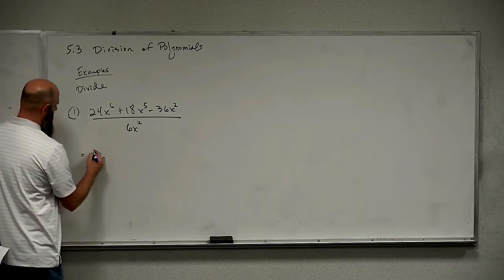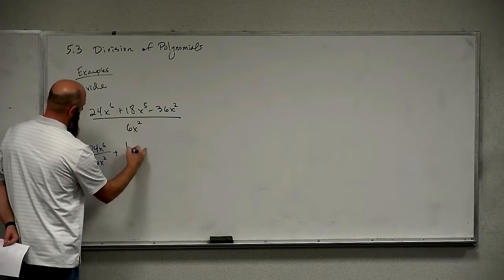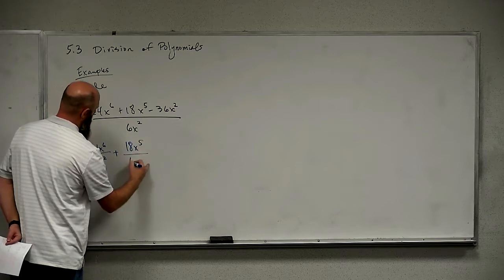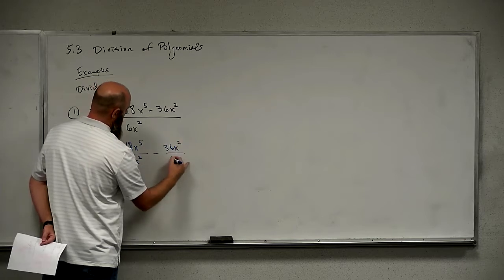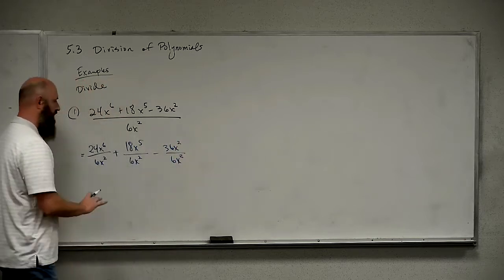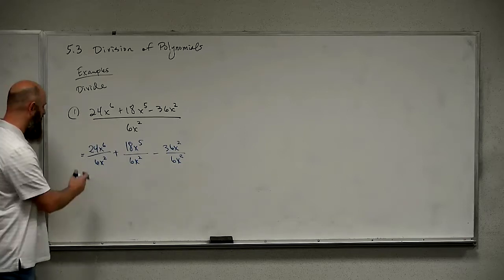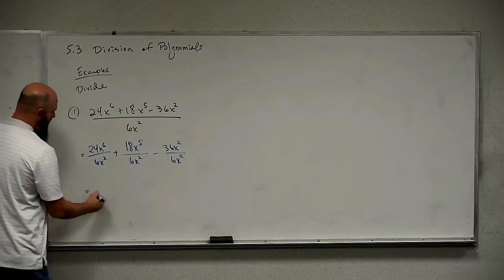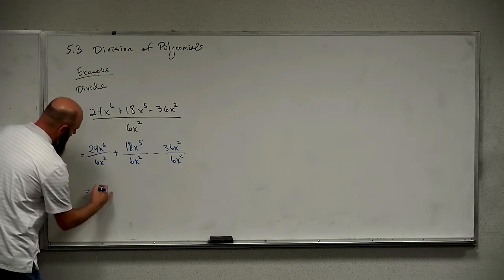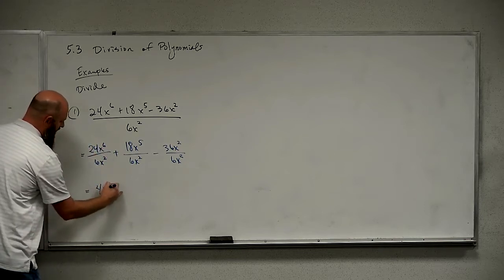I'm going to rewrite this as 24x to the 6 over 6x squared plus 18x to the 5th over 6x squared minus 36x squared over 6x squared. And that way it separates it all out and we can see everything, okay? So we just need to reduce each fraction following our rules. So here we have 24 divided by 6 is 4. Since the big power is on top, it's going to stay with the 4. So 6 minus 2 is x to the 4th.